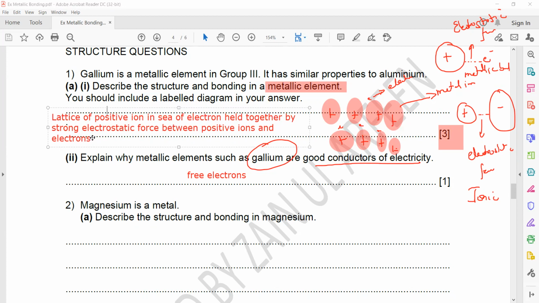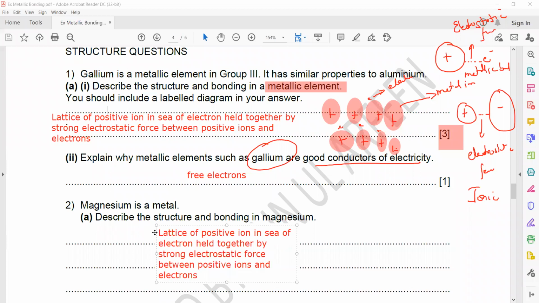Because metal consists of a lattice of positive ions and free electrons. So if they ask you to explain the structure and bonding of a metal, you write the same answer: it has a lattice of positive ions in a sea of electrons held together by strong electrostatic force between the positive ions and electrons.